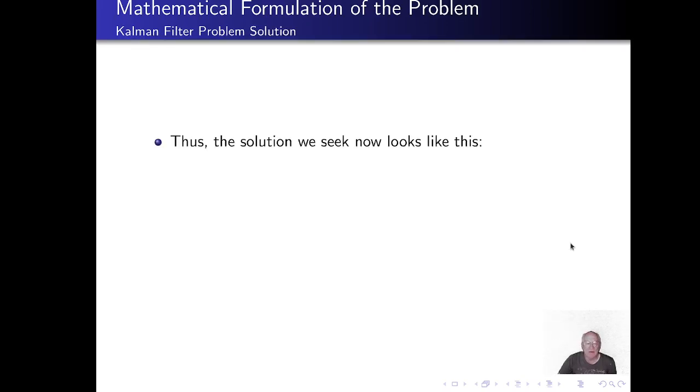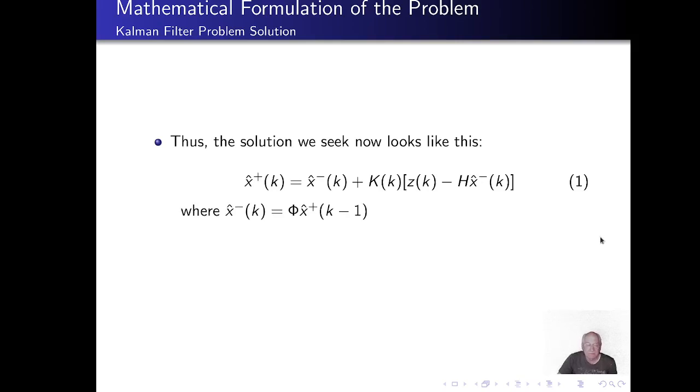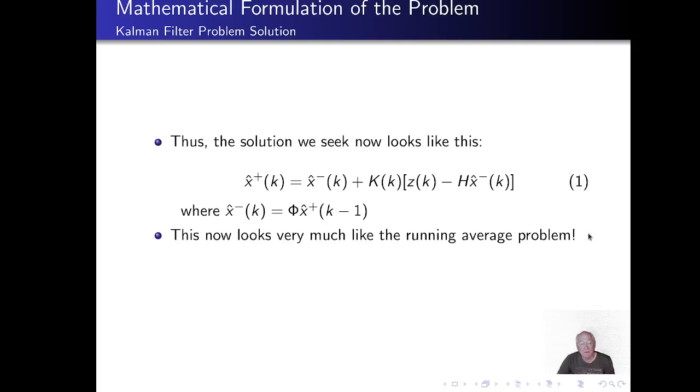So putting all this together, the solution we seek should look like this. X hat plus should be x hat minus plus the gain times the measurement residual, which is z minus H times x hat minus. Okay. So you'll probably realize that this looks a lot like a running average problem. That was something that I was stressing in the first playlist. We'll remind you of that from time to time.